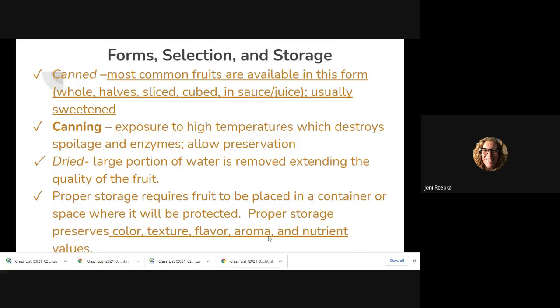Proper storage is required for fruits to be placed in a container or a space where it will be protected. So that's like a pantry or something like that. Proper storage does preserve color, texture, flavor, aroma, and the nutrients. So you want to make sure you store things correctly. If I buy, let's say, an avocado that isn't ripe, I put it in a paper sack on my counter, and that'll ripen it up within a day or two. So that's usually what I do to ripen my fruits if I need them to ripen up.